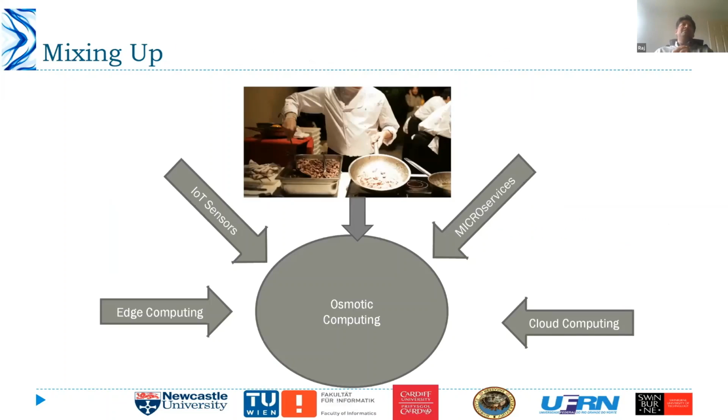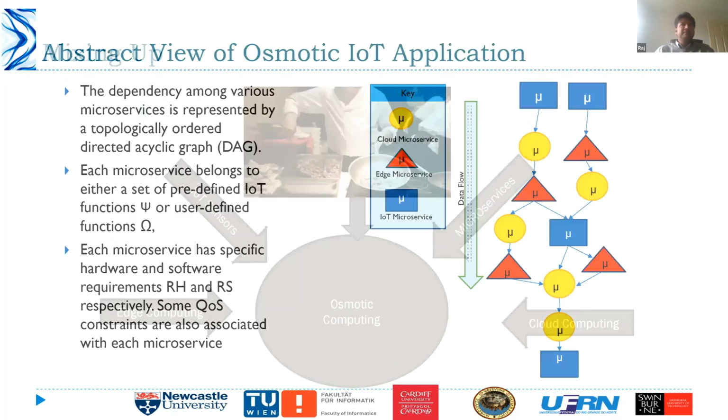So, as I said, osmotic computing is a mixture of edge computing, IoT sensors, actuators, cloud computing, and microservices. Obviously when we bring this together, we get this osmotic computing infrastructure. But that's just the infrastructure. Now the next challenge is, how do we represent and deploy an IoT application on this infrastructure? So moving on to that.